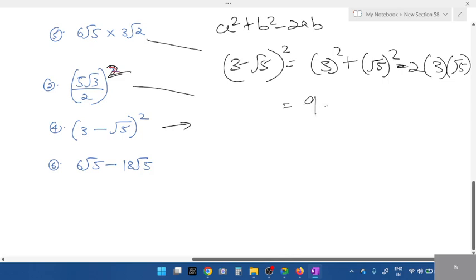So 3 square is 9 plus 5 as it is. Roots, only the roots will get cancelled. Minus 3 twos are 6 root 5. What's the answer? 14 minus 6 root 5 is the answer.